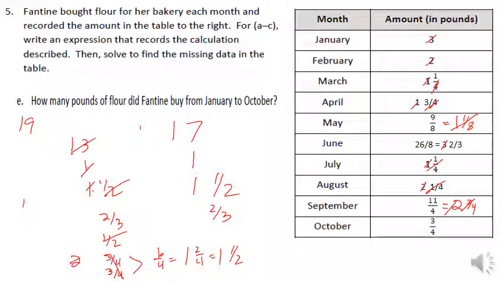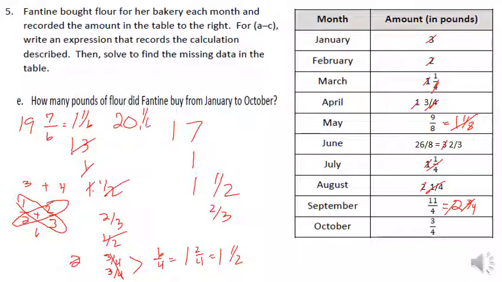Now we're adding 1/2 plus 2/3. Now, like I showed you earlier, if we do the butterfly method, this is 1 times 3 is 3. 2 times 2 is 4. And that's addition. 2 times 3 is 6. So this is going to end up being 7/6, which equals 1 1/6. So now we have 20 1/6. So she bought 20 1/6 pounds.